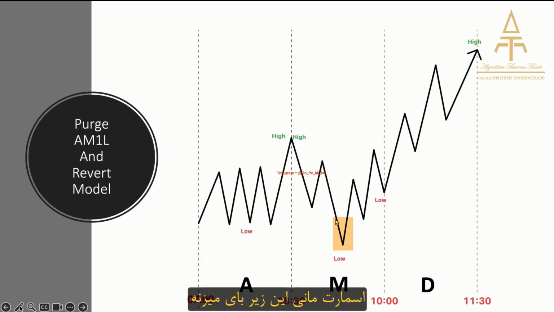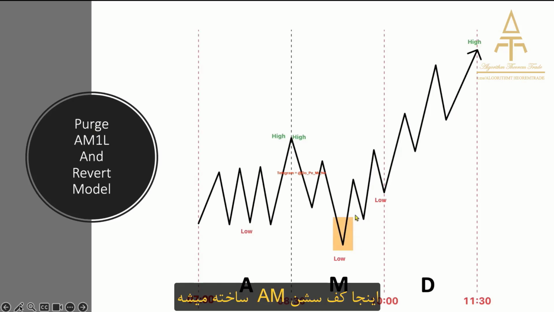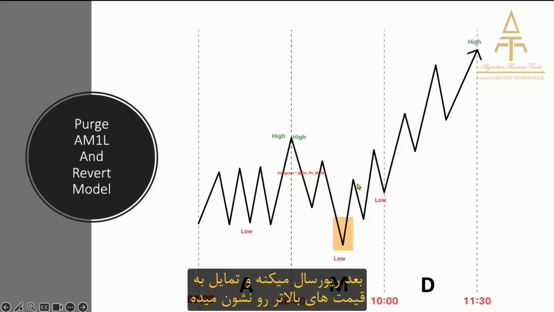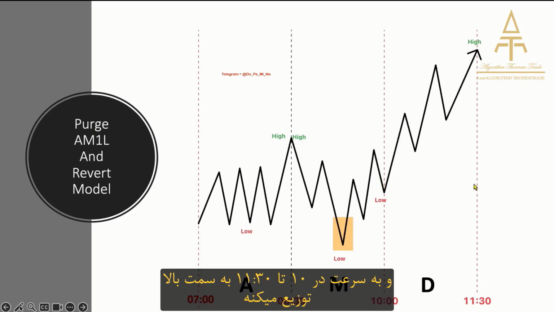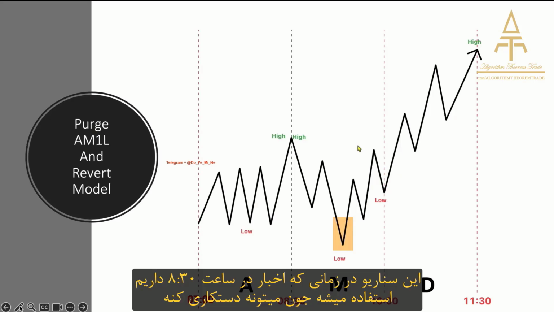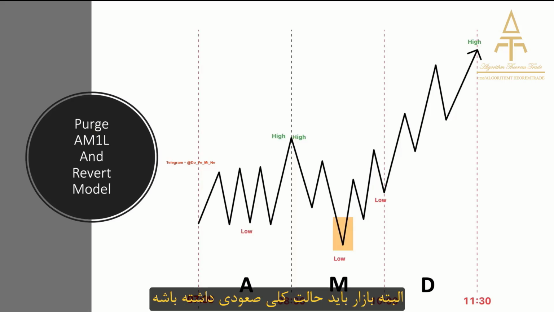Smart money buys down here. This is where the low of AM forms, and the market then reverses and shows a willingness to deliver higher. Then between 10 to 11:30 the market will distribute higher very rapidly. This scenario usually unfolds when there's a high impact news driver at 8:30 that gets used for manipulation purposes inside of a very bullish market.